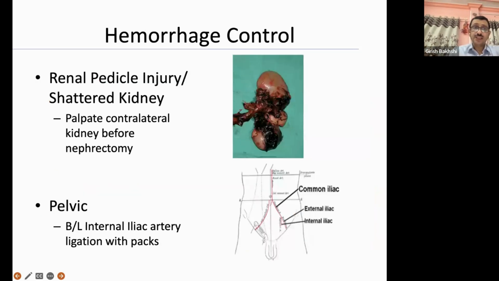Renal pedicle injury, palpate the other side, otherwise just ligate the vessel and come out. Don't bother about whether this is salvageable, because here the patient is to be salvaged. But remember this thing, when you're doing this, please palpate the contralateral side.